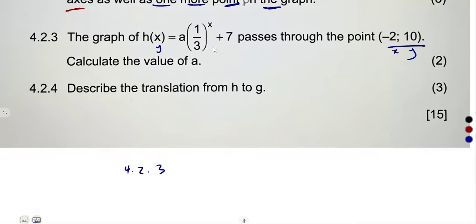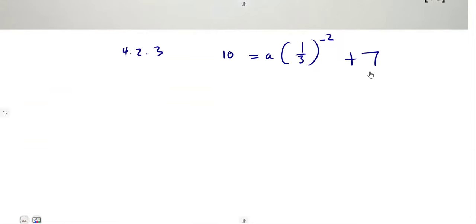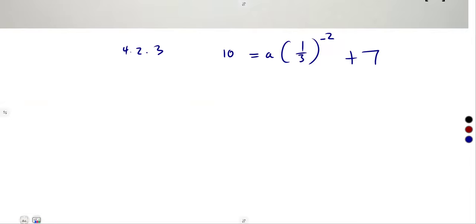y is equal to what? You substitute 10 is equal to a times (1/3) to the exponent of x. What is our x value? -2, plus 7. Guys, one of the direct questions in your mathematics. So solve for a. Take the 7 to the other side: 10 minus 7, which is 3, is equal to what?